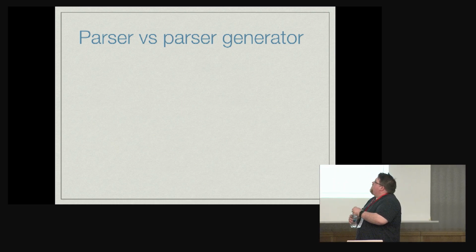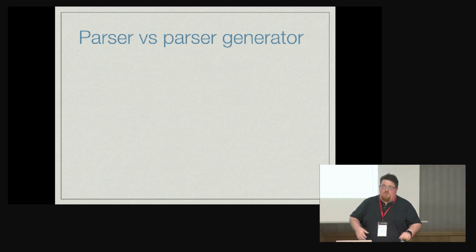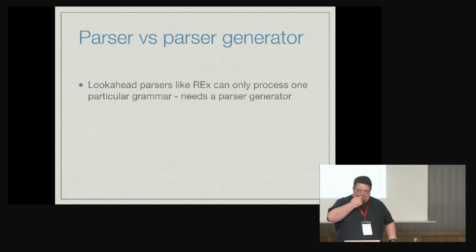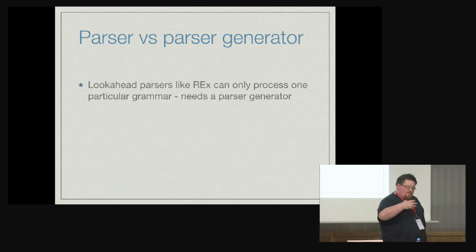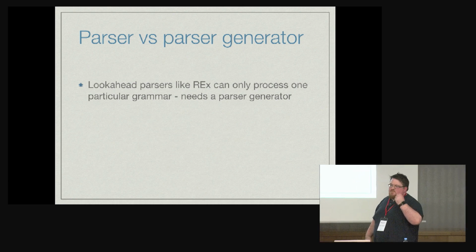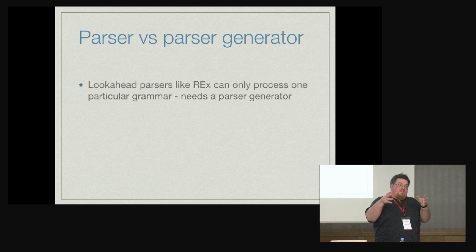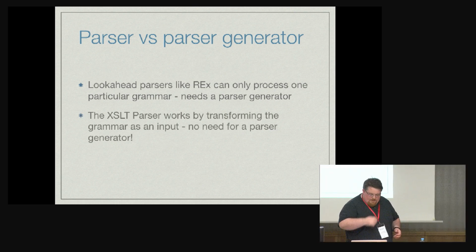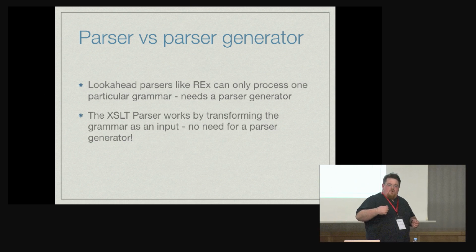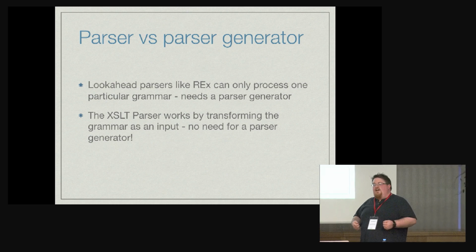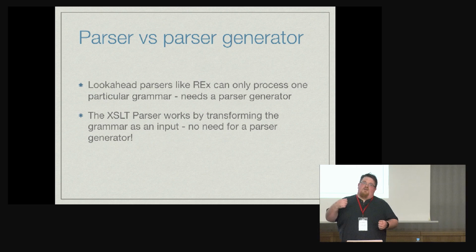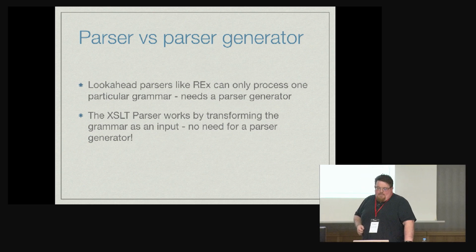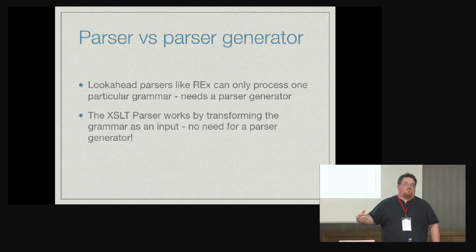I wanted to quickly point out that there is a slight difference between what I've done and Rex, in that Rex is a parser generator and what I've created is a parser. Parsers like Rex, because they rely on state tables and look-ahead functions that are specific to a grammar, can only create a parser for a particular grammar. It just works on that one grammar. And that's why it's a parser generator. The XSLT parser that I've written actually works by transforming the grammar in an XML dialect as an input. And because you can give it any grammar you like in invisible XML as XML format, you don't need a parser generator. You've got a general purpose parser. So that's quite a nice feature.